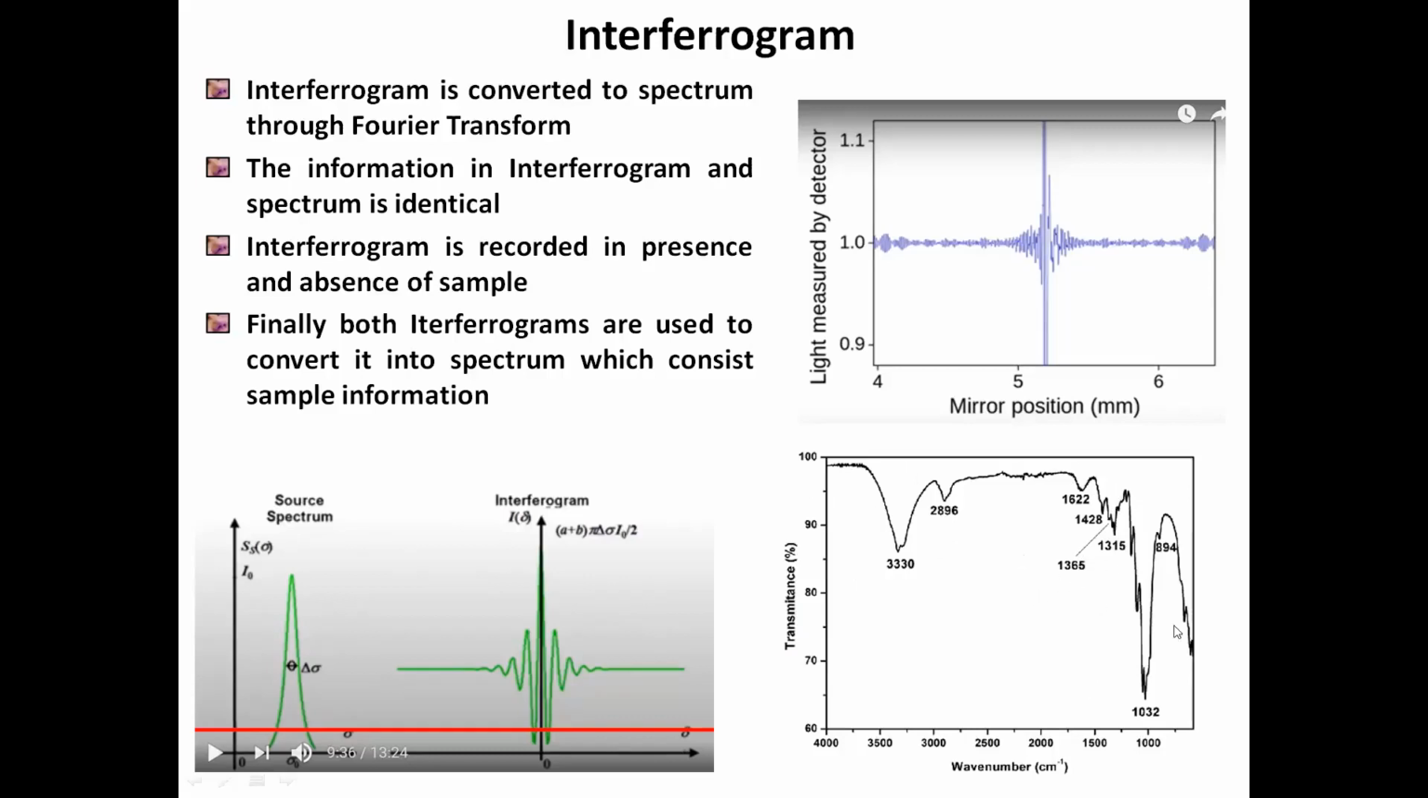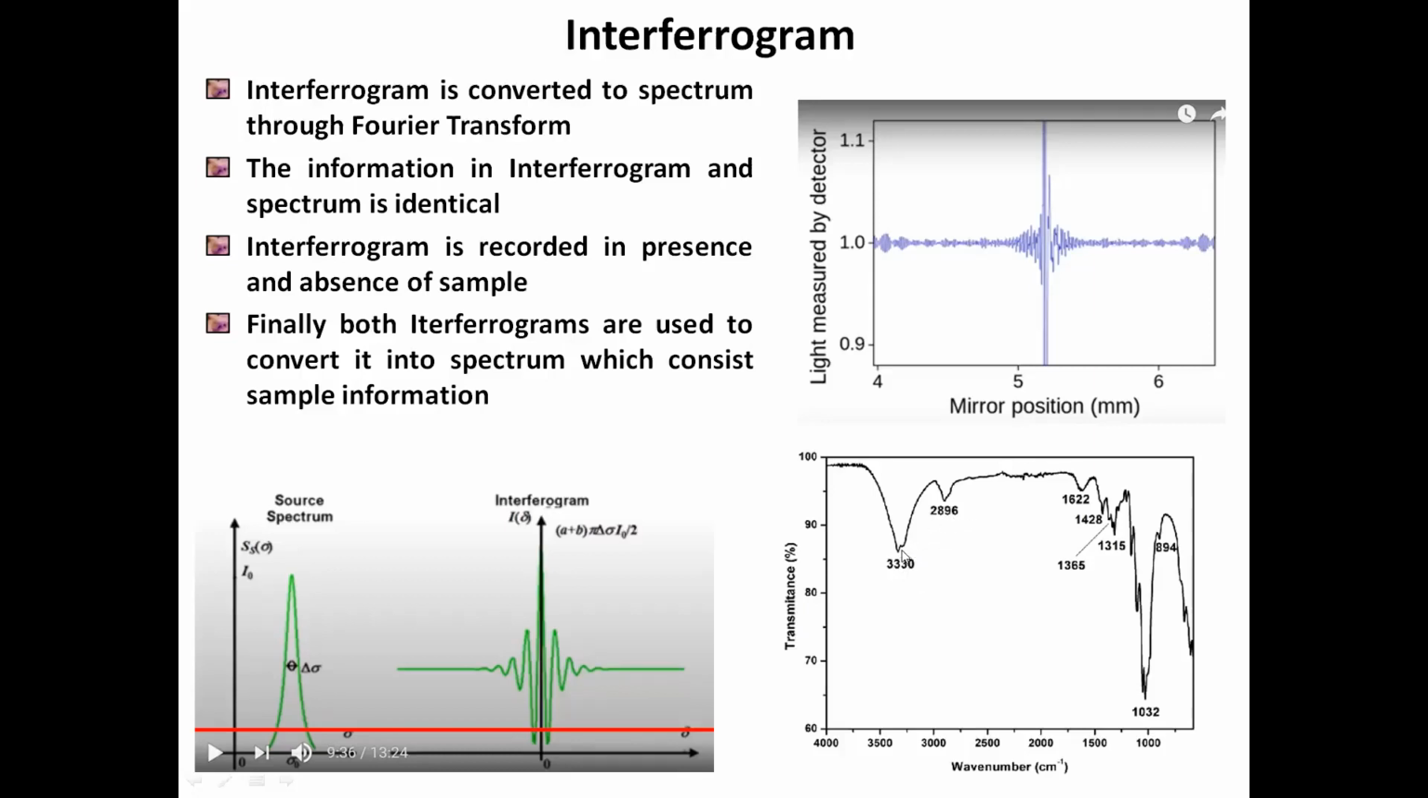Correct? So I was saying that after 1000, you will get very close peaks that is called the fingerprint region. But here, this region gives you a lot of information. Now you come to this peak. This is 3330.